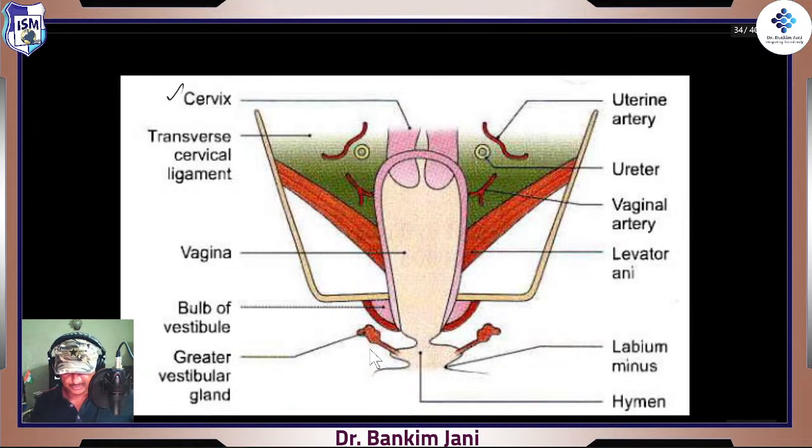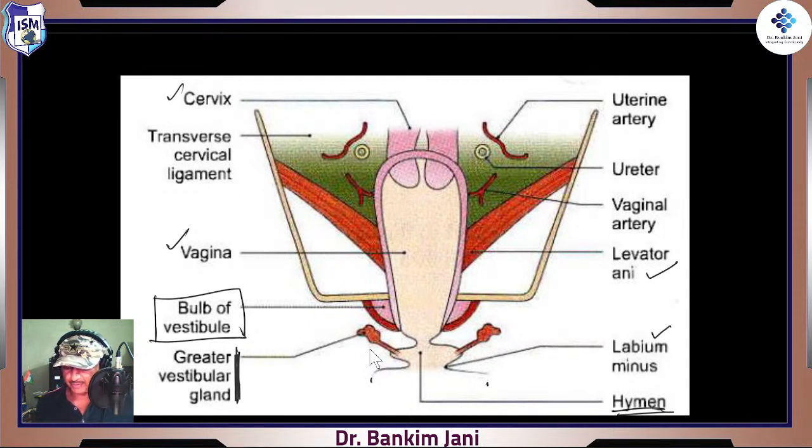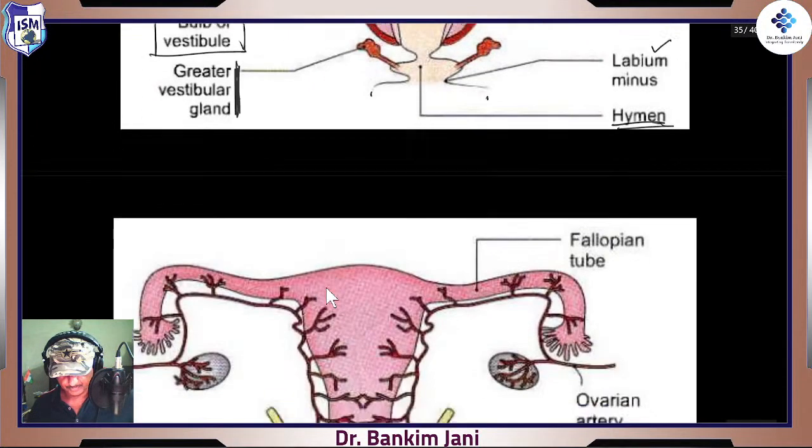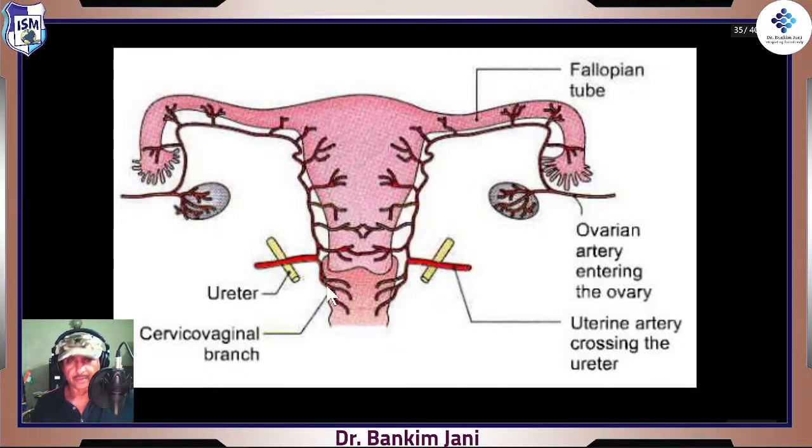So that's the cervix, right? On top there was the uterus, right? And see, this is the levator ani muscle, and that's the vagina, and then these are the labia minora and the labia majora. They will be further, and these are the greater vestibular glands, right? And the bulbo vestibule, which we discussed way back, and the hymen, right? All those vaginal arteries are coming from the uterine arteries, and that's how the entire structure is formed. This is for the arterial supply.